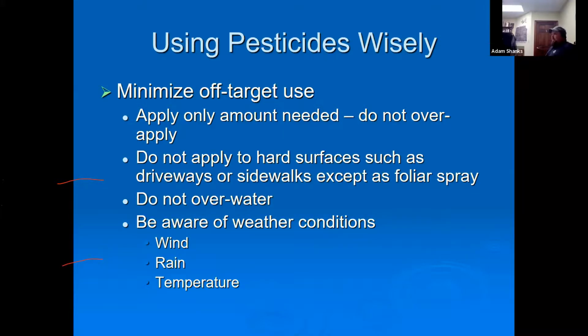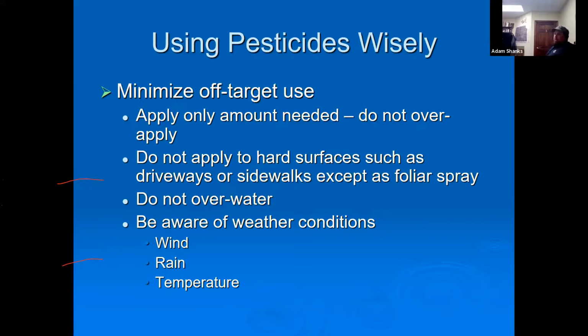And again, you don't want to over-apply. You don't want to apply to hard surfaces or driveways where stuff can run. Overwatering can cause the chemical to move as well. Same way with being aware of the weather and the wind. If it's too windy, the stuff will move off target. The rain can cause it to wash off and move off target.